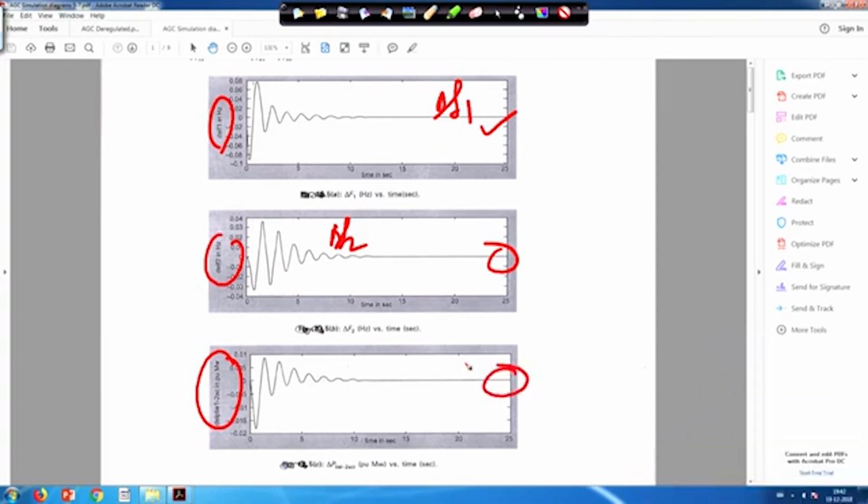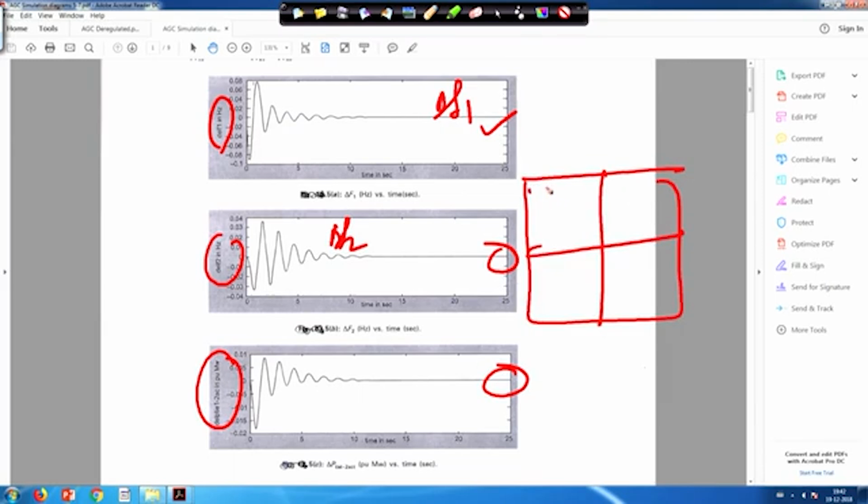At steady state it is 0, because you have the DISCO participation matrix, only this block is 0.5, 0.5, 0.5, 0.5, right. Here all elements are 0. So delta P tie 1 to scheduled tie line flow is whatever I told you: multiply CPF 13 delta PL 3, CPF 14 delta PL 4, plus CPF 23 delta PL 3 plus CPF 24 delta PL 4, minus this one. Here it is 0, so there is no question of scheduled tie power flow.